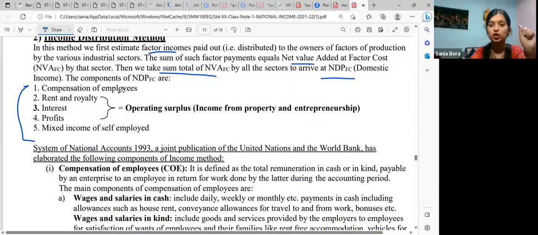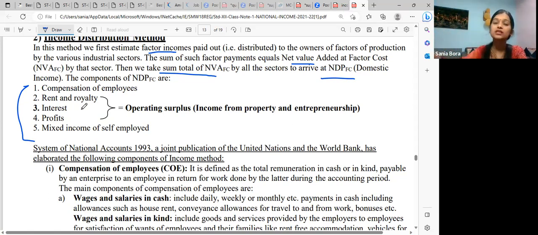So it can be compensation of employees. Like I'm an employee, I'm working somewhere, and over there I'll get the money. I get different types of money: I'll get the wage, some salary, some compensation, like this. Next, rent and royalty. Here, I have given someone my land and they are working over there, so in return they'll give me the rent, right?